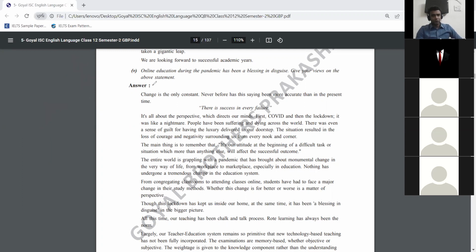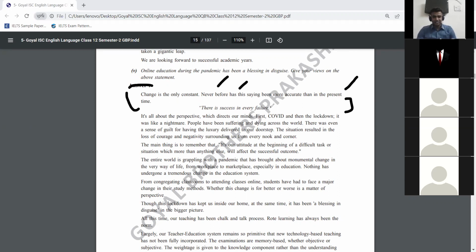I hope you're getting my point, and look at the manner these people have started the essay. Change is the only constant. Wow. Change is the only constant means change is the only method that can help you to survive in this cutthroat competition. Can you understand the Hindi of this? Very few of them use such English. So please, students, day one, start practicing like this.